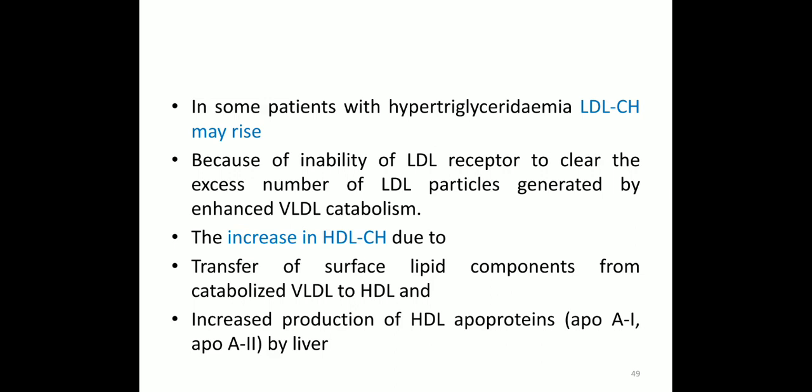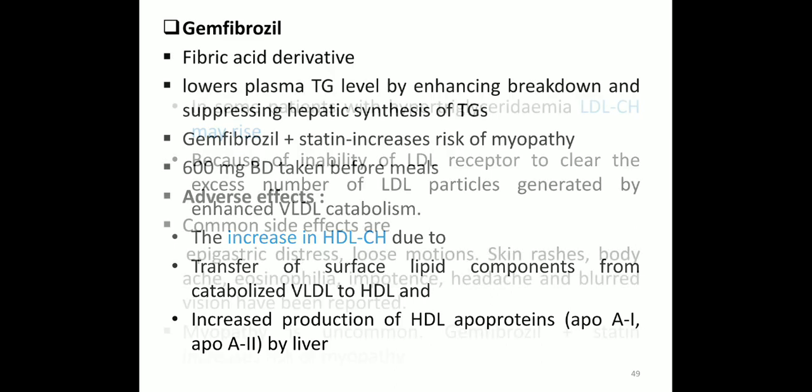It increases the LDL, HDL cholesterol also. Transfer of surface lipid component from catabolized VLDL to LDL, HDL occurs, and that's why it increases the production of HDL. So this is the mechanism how HDL is ultimately made from the VLDL.